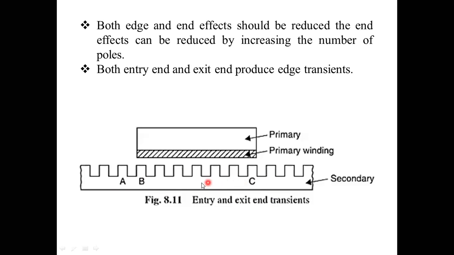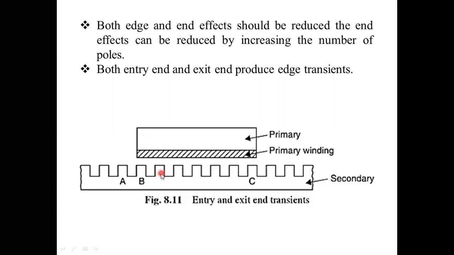With respect to this, secondary tooth A is outside the region where the primary has no influence and carries no flux. If you consider the A slot, it has no influence from the primary and no flux, whereas B is influenced by the primary and has full flux.